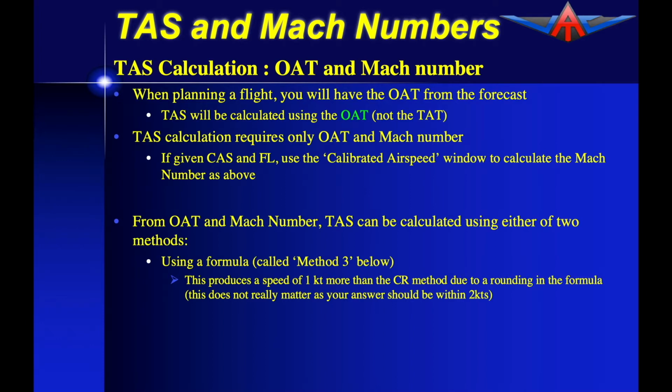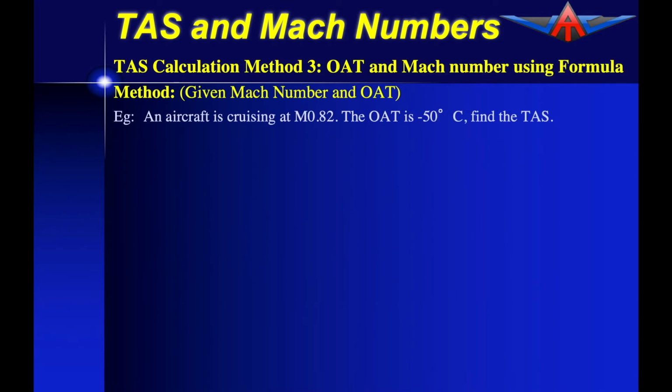This will produce a speed about 1 knot more than using the CR computer due to rounding from the formula. This doesn't really matter because our answer needs to be within 2 knots in terms of the accuracy required for the exam. The second method is to use the CR computer, which I will call method 4. Let's look at method 3, which is using the formula.